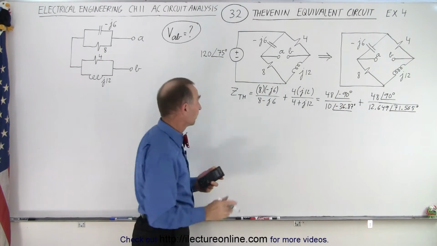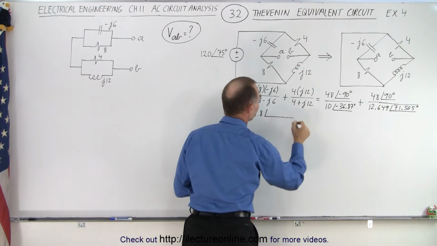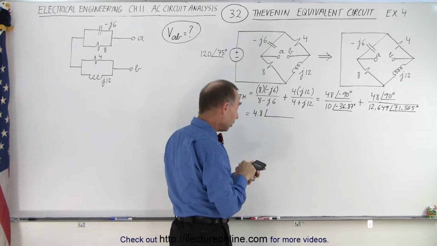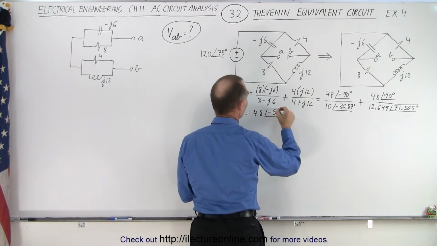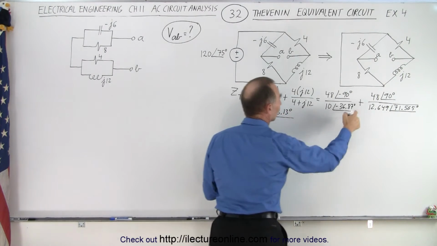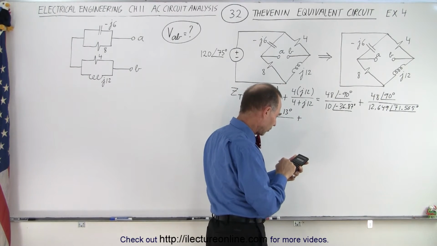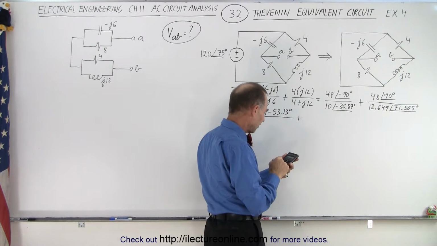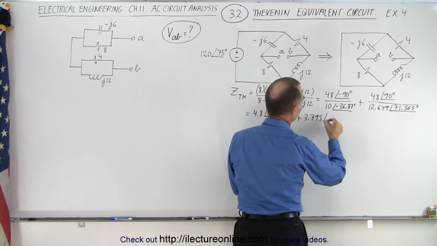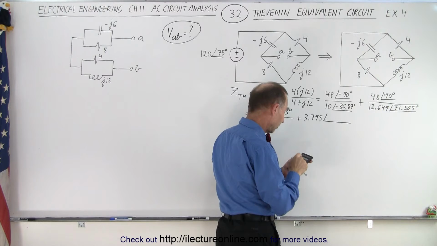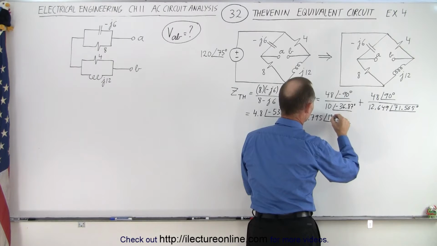Okay, now we can divide them. So this becomes equal to 48 divided by 10, which is 4.8, with a phase angle of 90 plus 36.87, because we'll bring it to the numerator. That would be a minus 53.13 degrees. And over here we have plus 48 divided by 12.649. That gives us 3.795 with a phase angle of 90 minus 71.565. That's 18.435.